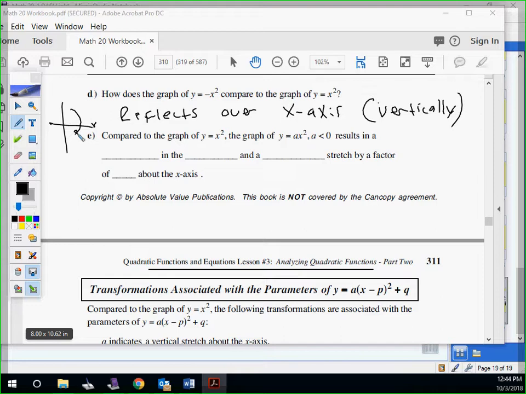Compare the graph of y equals x squared versus y equals ax squared when a is less than 0. We're just going to say, again, a reflection in the x-axis, like I said, and a vertical stretch by a factor of a.